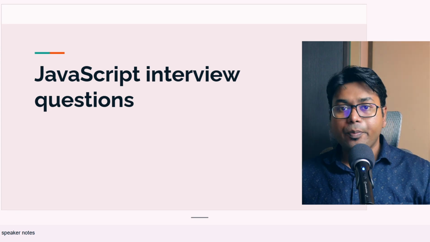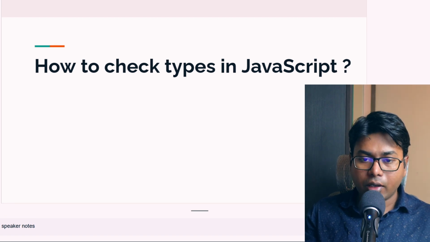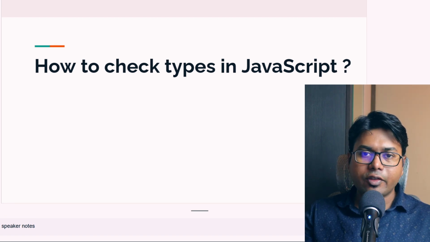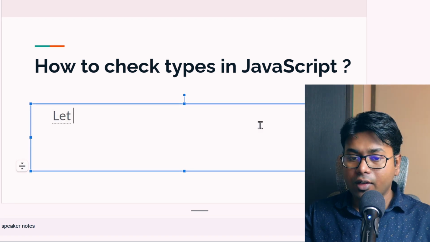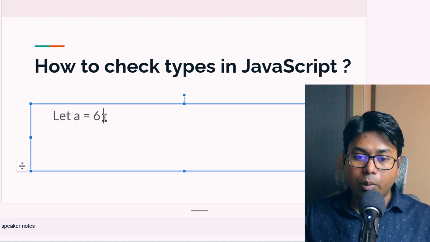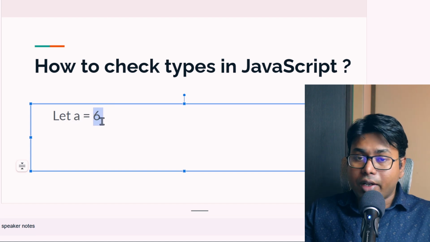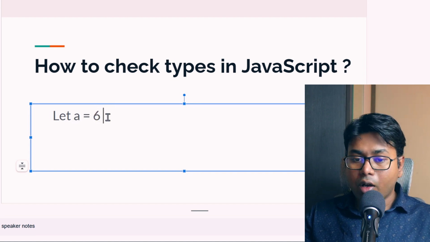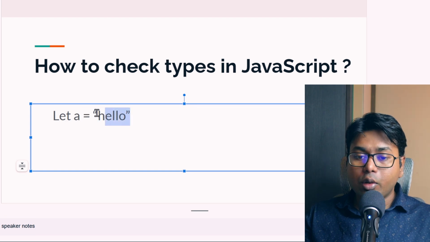So, let's get started. Alright, this is a very common interview question: how to check types in JavaScript. To answer this question, let's first understand what a type is in JavaScript, or in any language. You might be familiar with syntax like let a equals 6. In this case, a is a variable and we are assigning the value 6. Now this value 6 has a type, which is the number type. Or if you are assigning something like "hello", this is a string type. These types are called primitive data types.